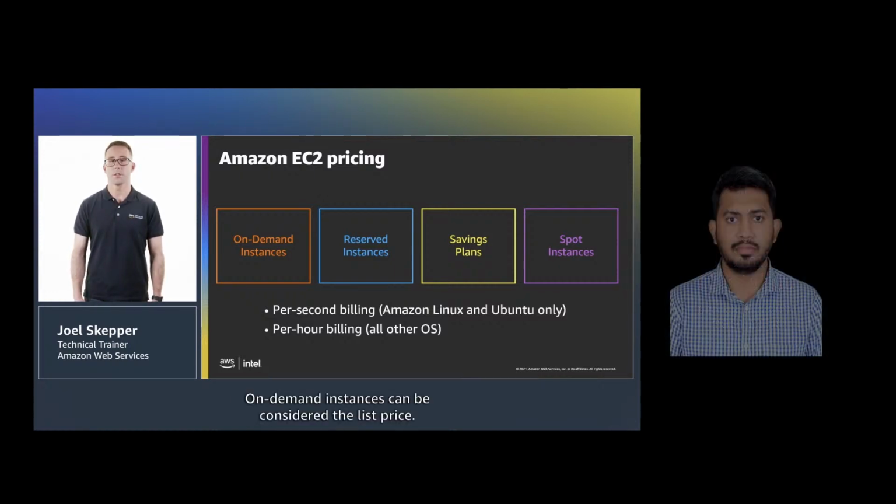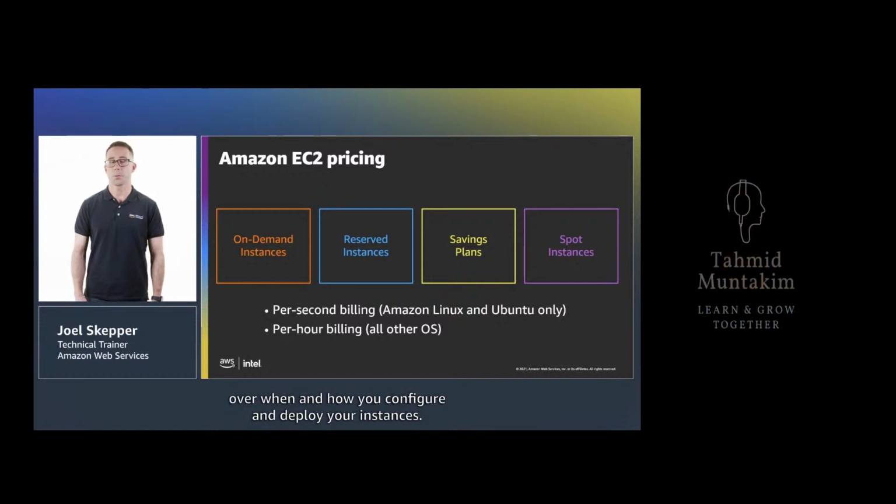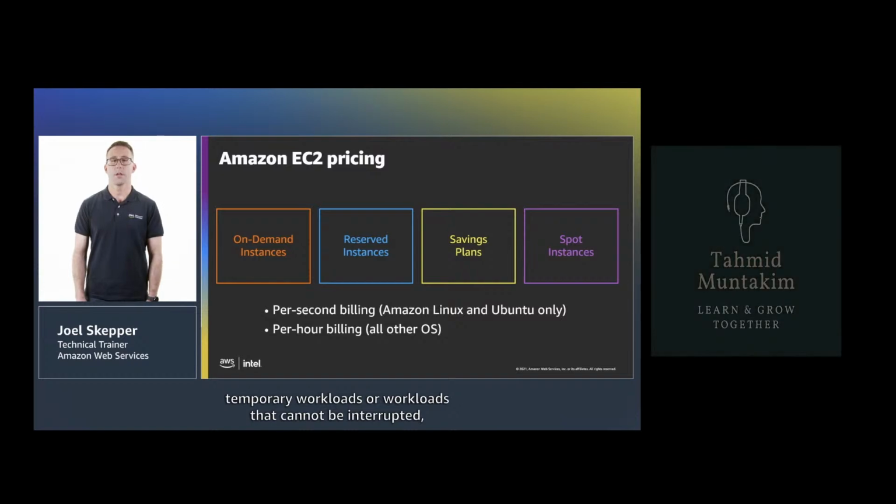On-demand instances can be considered the list price. With on-demand, you have the greatest flexibility and control over when and how you configure and deploy your instances. This is great for immediate scalability, workload changes, temporary workloads, or workloads that cannot be interrupted but only run for a short amount of time.